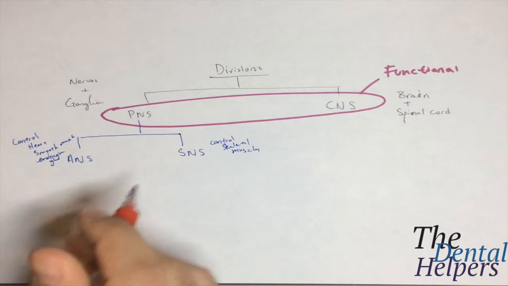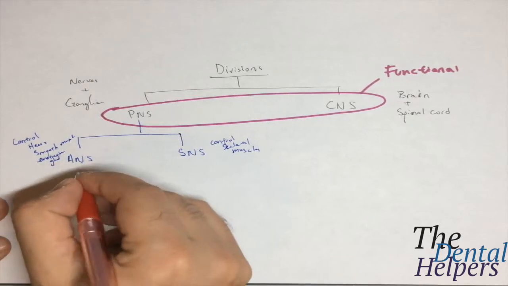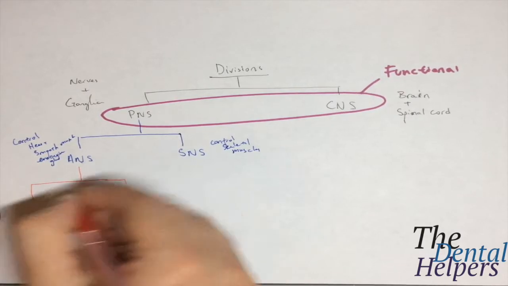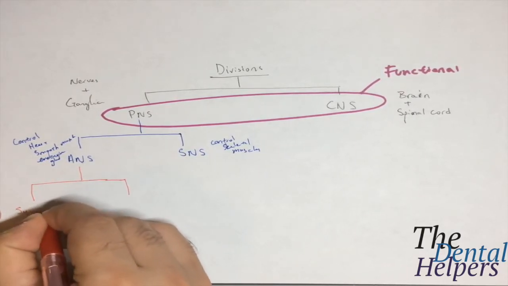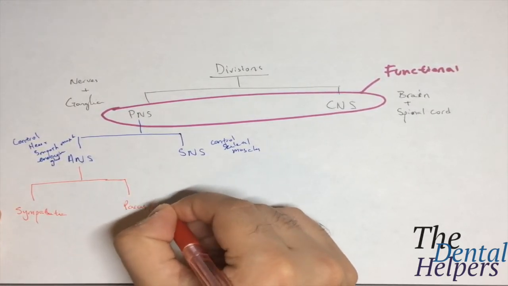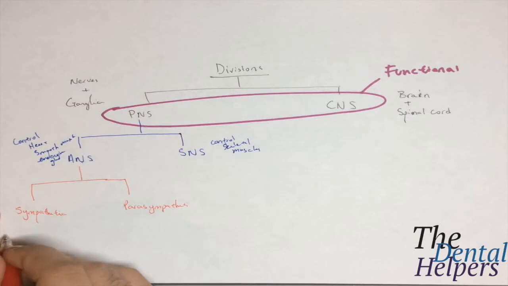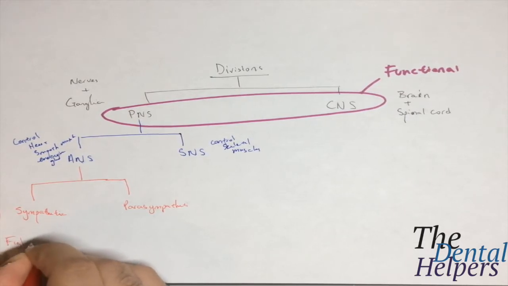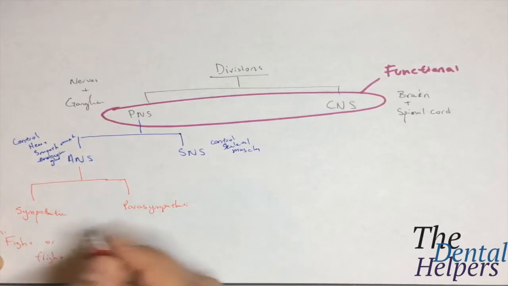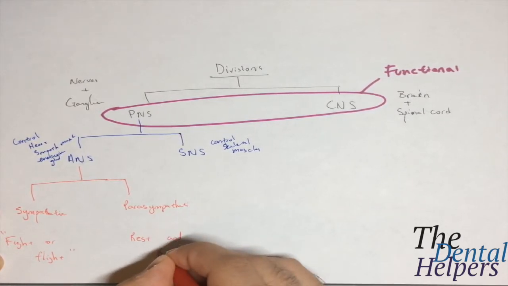And then we can further divide the autonomic nervous system. And so the autonomic nervous system can further go into the sympathetic and the parasympathetic. And you might remember that the sympathetic is the fight or flight, while the parasympathetic is the rest and relax.